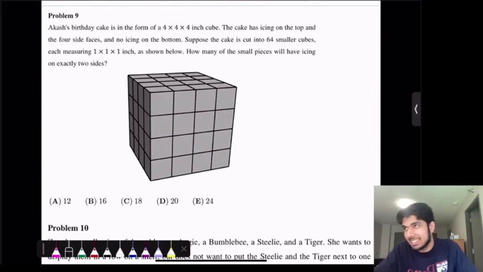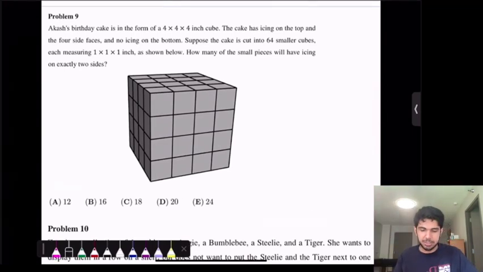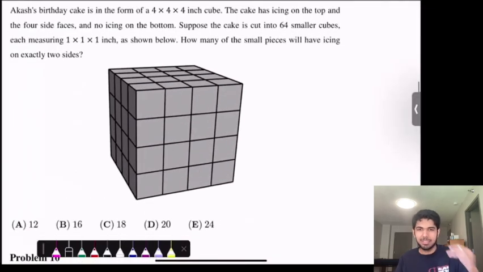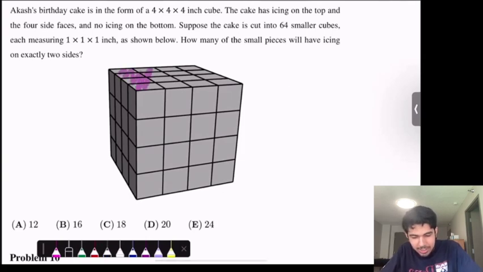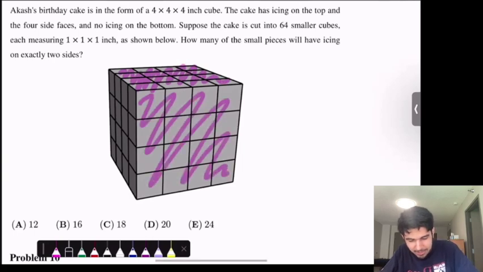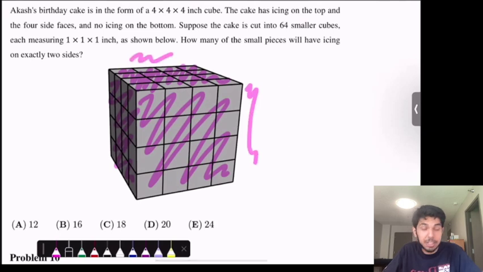It's kind of math, but it's not as mathy as some of the other questions. We just have to put a little bit of thought into what we're counting. So let's just draw some icing on here, right? We have some icing here, have some here, and on the other sides, like on here and on the back, but nothing on the bottom. So we need to see which pieces have icing on exactly 2 sides.